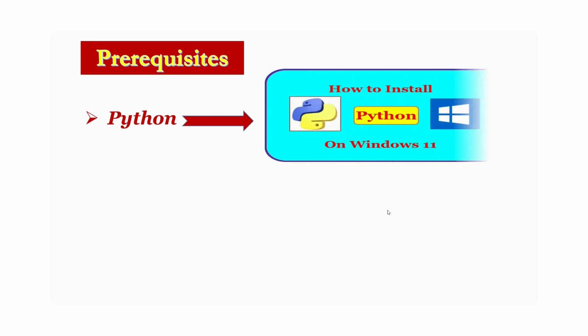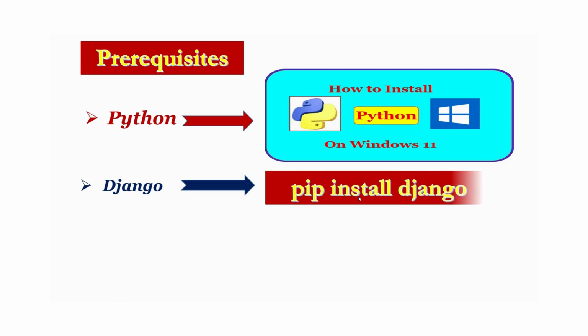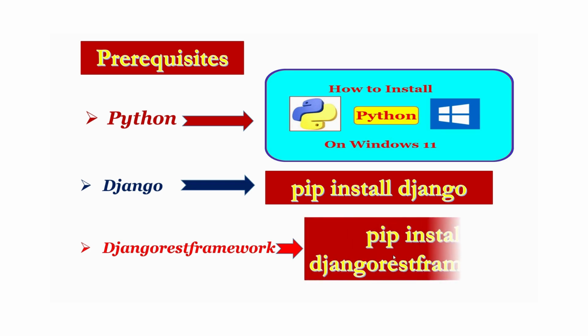So first we need to have Python installed on our system. If you are using the Windows operating system, you can refer to this video I have created, which will guide you on how to install Python on Windows. Next we need to install Django. To install it, we can use the command pip install Django. Next we need to install the Django REST framework, using the command pip install Django REST framework. We can use this Django REST framework to create and build CRUD APIs.